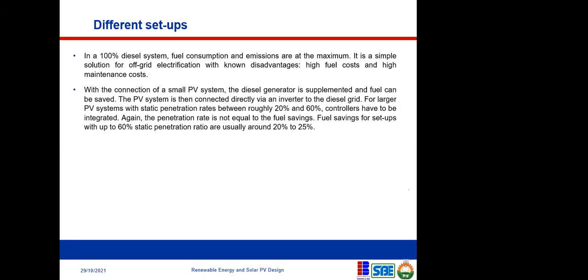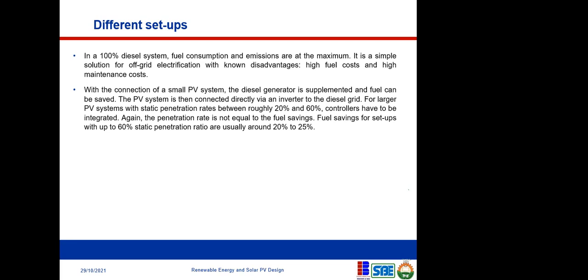So for larger PV systems with static penetration rate between roughly 20 to 60%, controllers have to be integrated. I've said this before, if you're dealing with less than 20%, you necessarily don't need a controller, because whatever is coming up from the solar system can be absorbed. But if it's going above 20%, okay, you might need a controller, because sometimes you might need to combine the amount of energy that is coming from the solar system and from the generator. You need to give them an instruction on how to manage their conflict and all of that. And that's where the controller comes in, to settle their conflict and then make sure that everyone is happy.